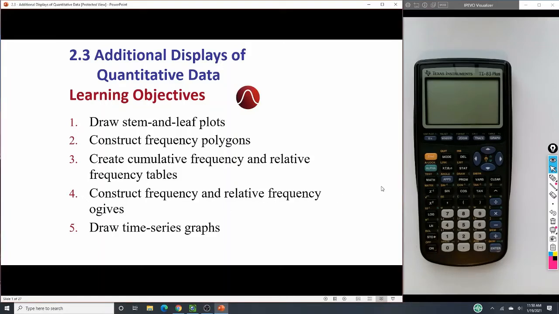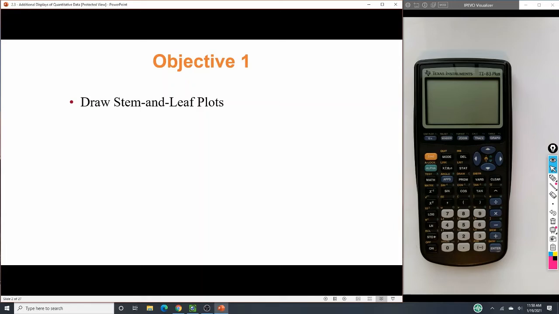Right, 2.3, additional displays of quantitative data. There are many ways that we can display quantitative data. We looked at some there in 2.2, so here we're going to continue looking in 2.3. All right, so our first objective: draw stem and leaf plots.